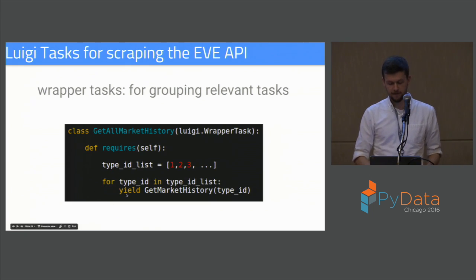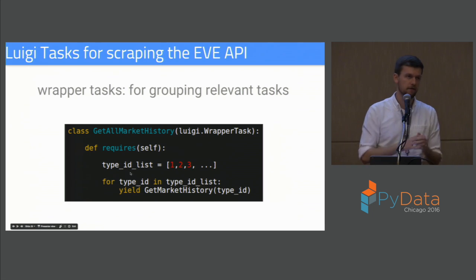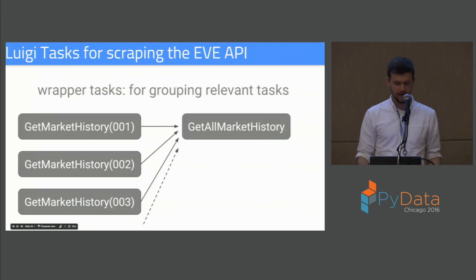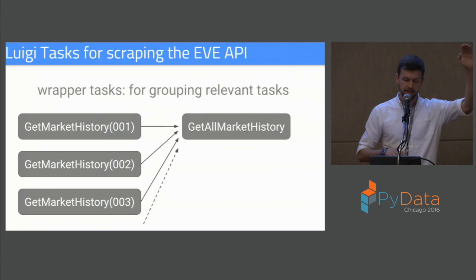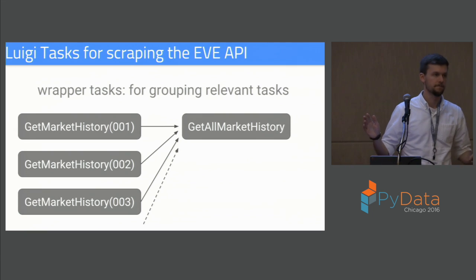And in this case, I just loop through the type IDs of every item that I care about in the game and say, give me the market history for that type ID. So that gives me a dependency graph like this, where I can tell Luigi, run get all market history, and it will automatically know that it needs to get the market history for all these other items.